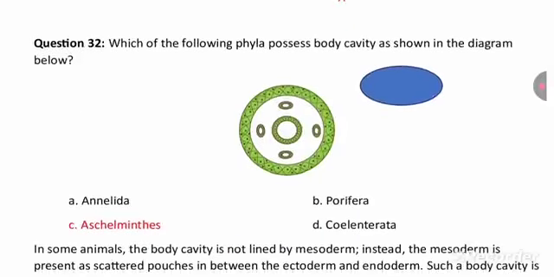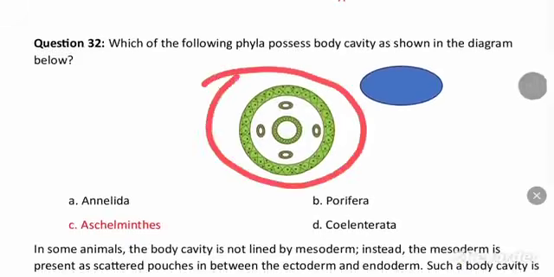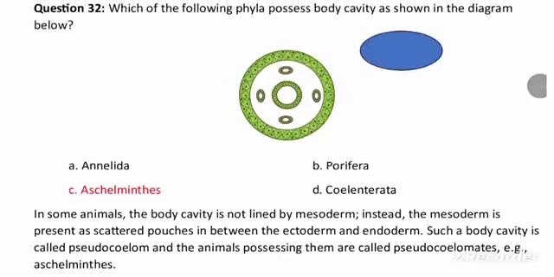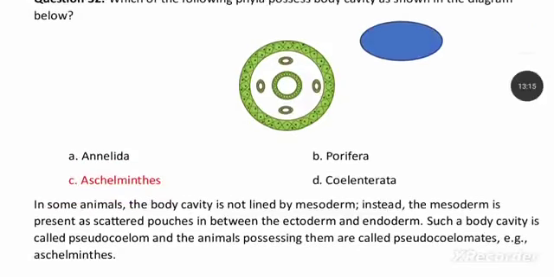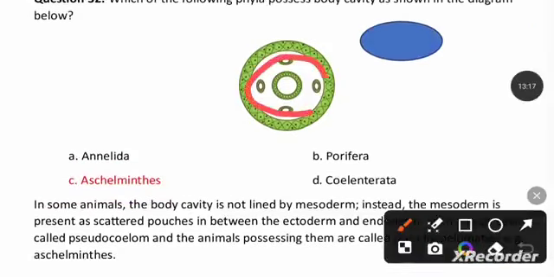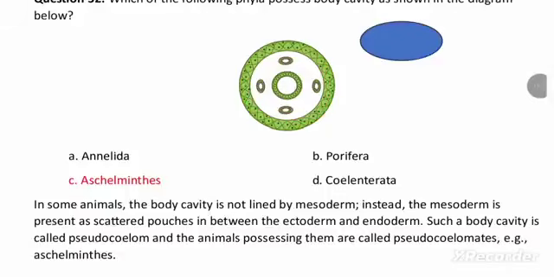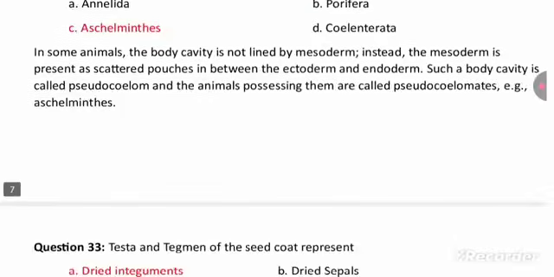Which of the following phyla possess the body cavity as shown in the diagram? So this is the diagram, and this can be found in Aschelminthes. In some animals like Aschelminthes, the body cavity is not lined by mesoderm. As you can see here, the body cavity is not lined by mesoderm. The mesoderm is present between ectoderm and endoderm. Such a body cavity is called pseudocoelom, and animals with it are pseudocoelomates, found in Aschelminthes.